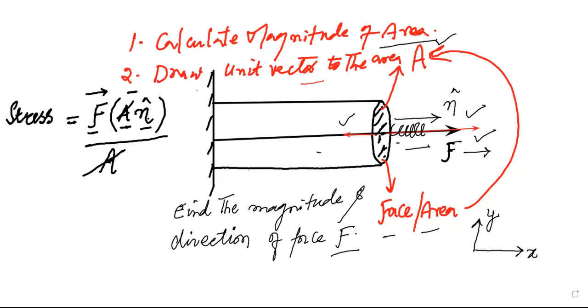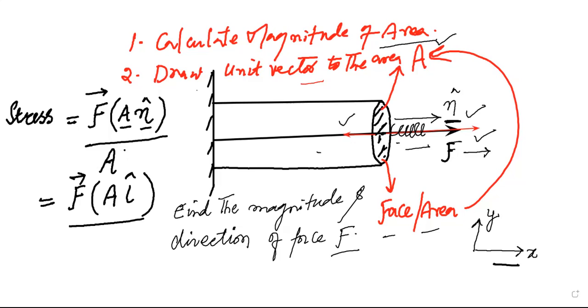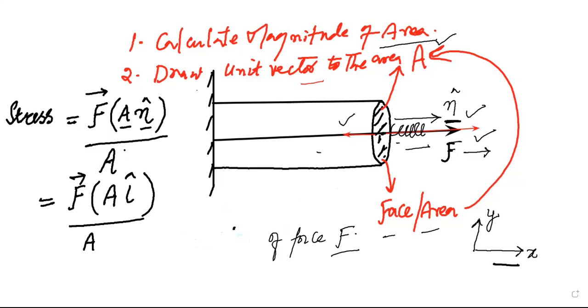Okay, so we can further modify this as, that's equal to force F acting on an area A whose unit vector is n cap. And if you look at this n cap, this is a unit vector along the x-axis. We can write this as i cap, divided by the area A. Fine. We can further modify this as, look here.